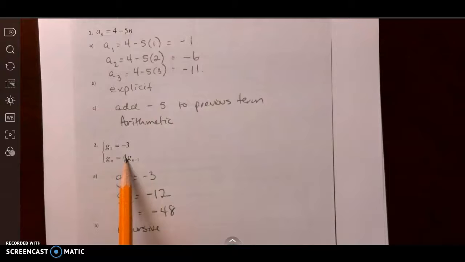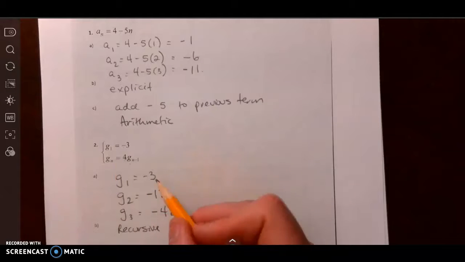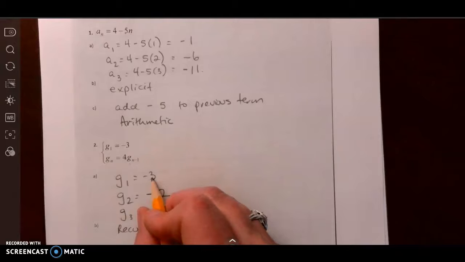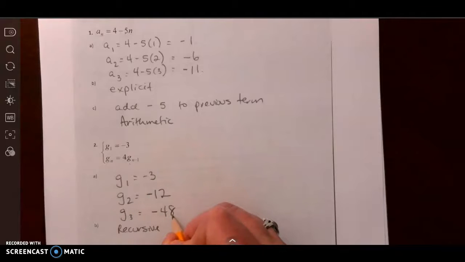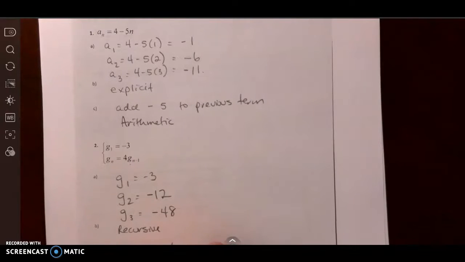I keep multiplying by 4, and I can see my constant ratio is 4 because negative 12 divided by negative 3 is 4. Negative 48 divided by negative 12 is positive 4. So I'm multiplying by 4 each time to the previous term. Therefore, it is geometric.